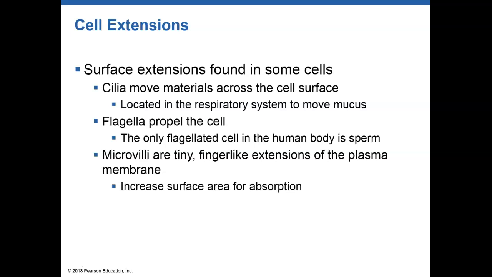And so in the human body, cilia are located in regions like the respiratory system. They're located in the reproductive system. Flagella, there's only one flagellated cell, and that is sperm. Microvilli are located in the urinary system and the digestive system, where we're going to need increased surface area.